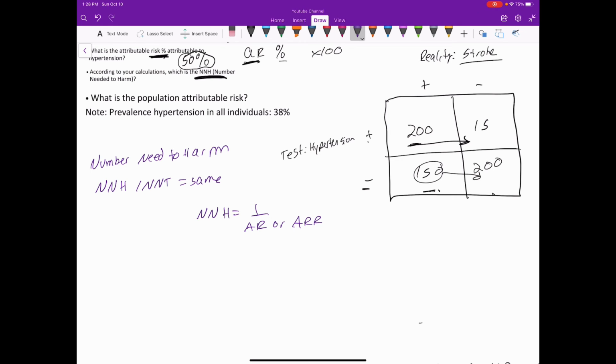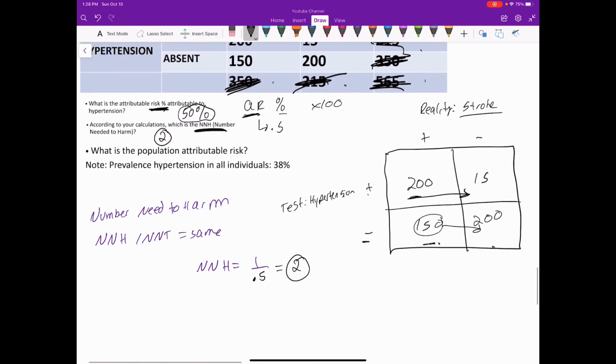Same thing, right? However, when you're putting it in, please do not put in 1 over 50%. It is not going to come out right. I don't even know what that's going to equal, but it's not going to be right. You have to remember AR, not AR percentage, goes on the bottom. So what was our AR? Our AR was 0.5. So we're going to do 1 over 0.5, and that's going to equal 2. So our number needed to harm is going to be 2. Okay, so that crazy question is really not that bad.